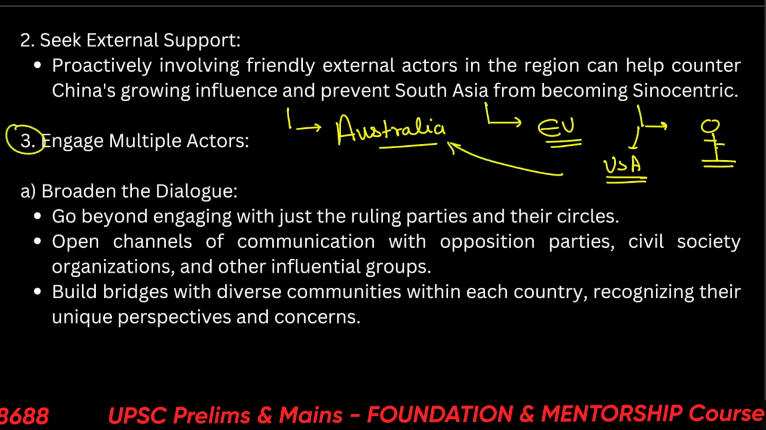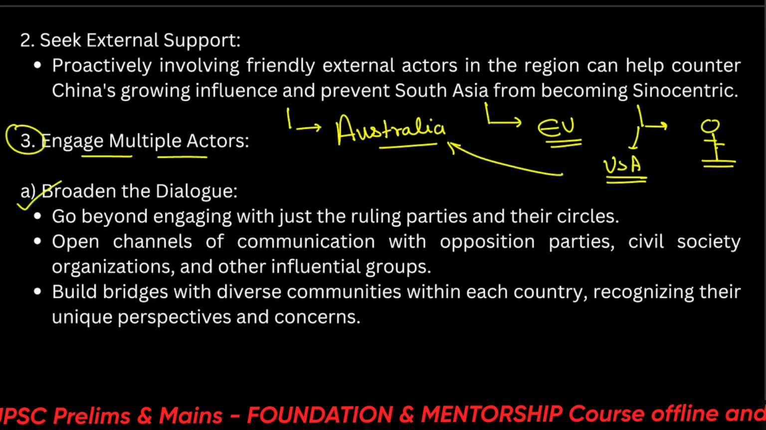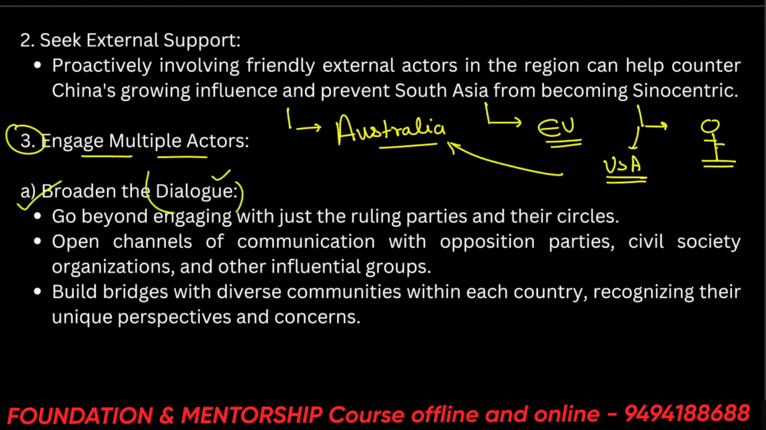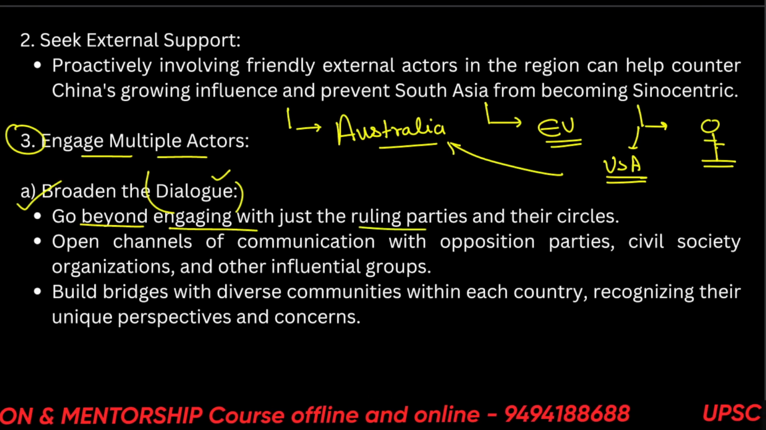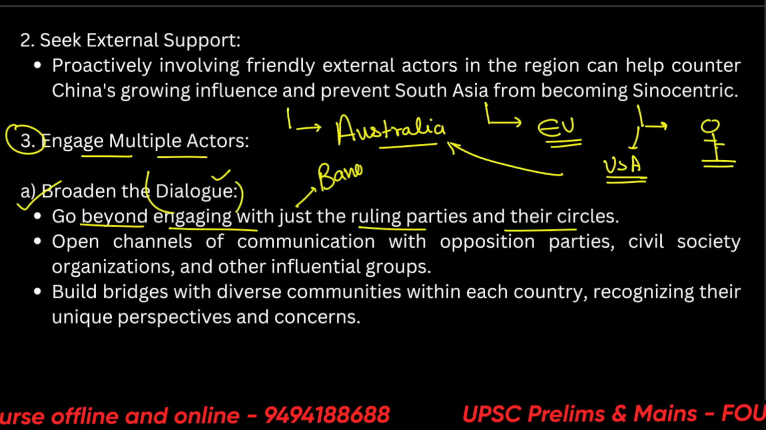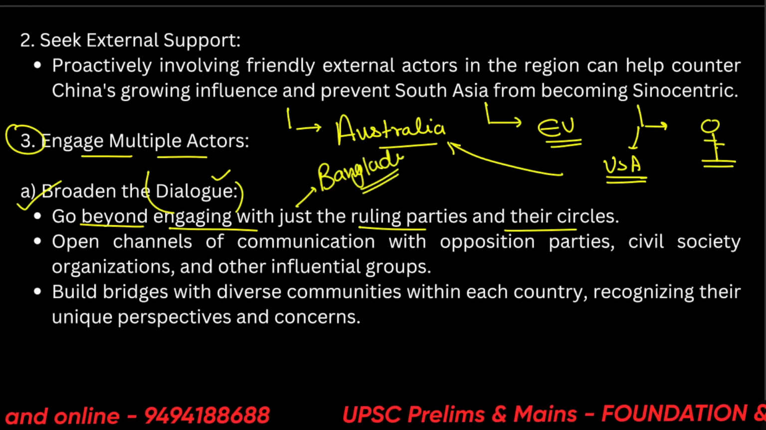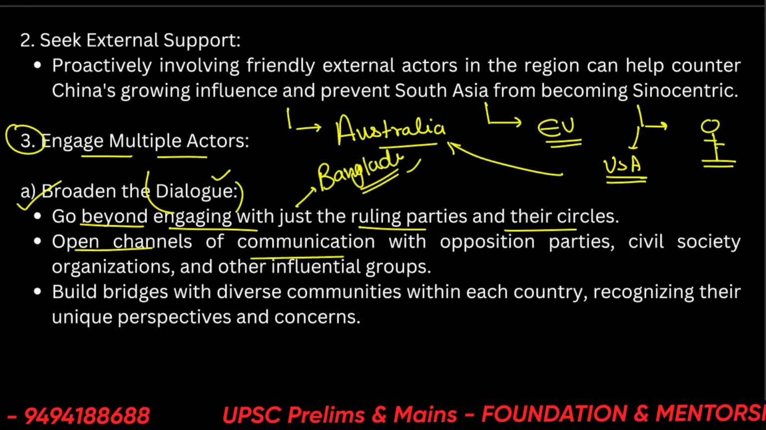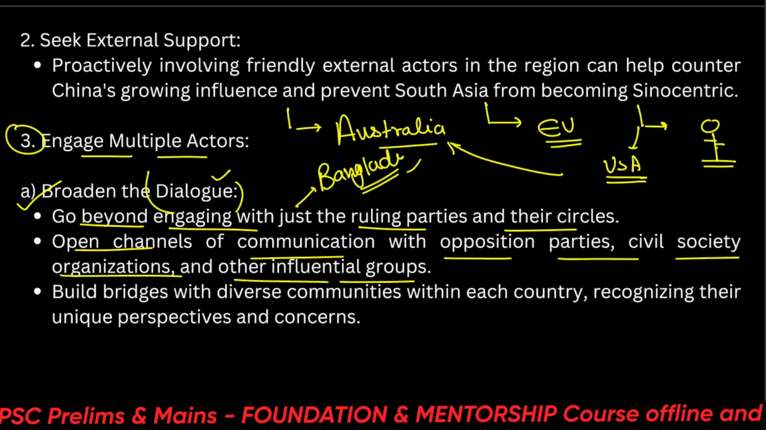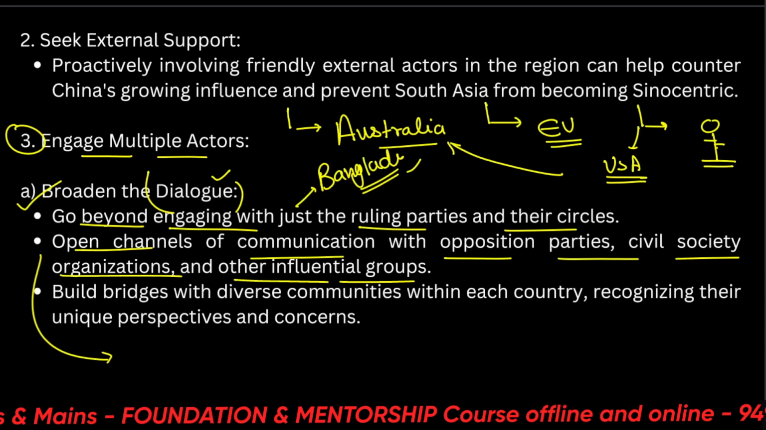Third thing is to engage multiple actors. One thing is to broaden the dialogue. Dialogue means basically more meetings, more things to talk about with people. So go beyond engaging with just the ruling parties and their circles, especially in the case of Bangladesh, as has been seen. Another thing is to open channels for communication with opposition parties, civil society organizations, and other influential groups. This is in view of Myanmar.